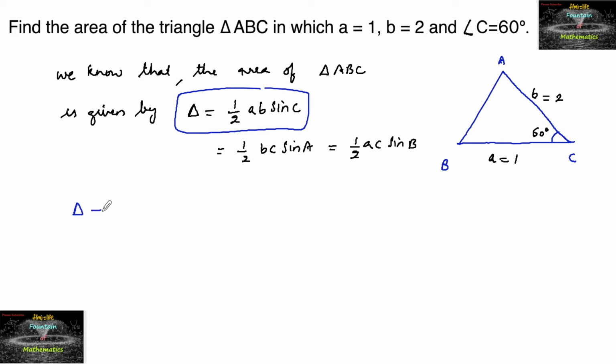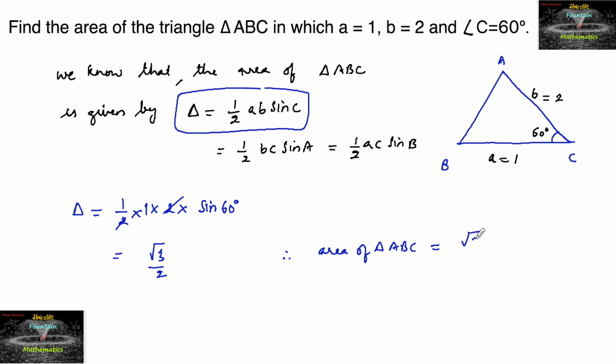So delta is equal to half into a is equal to 1 and b is equal to 2 and sin 60 degrees, which is equal to, 2 and 2 get cancelled here. 1 into sin 60 value is root 3 upon 2. So therefore we can say area of triangle ABC is root 3 by 2 square units.